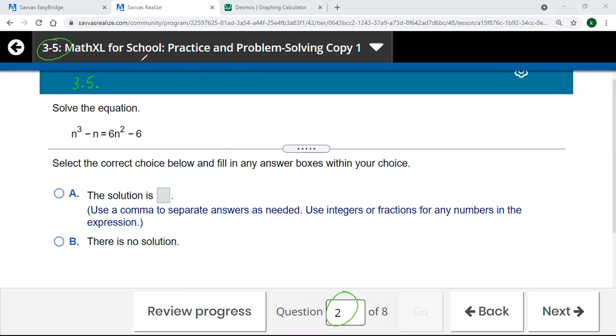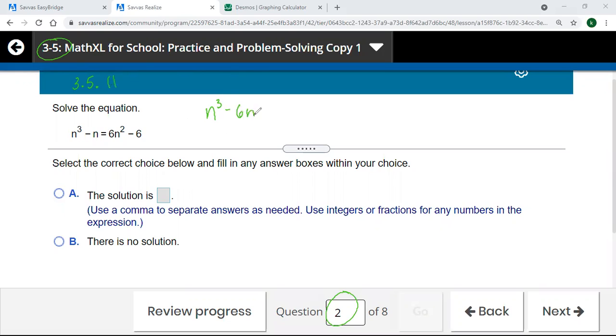Second problem here, then just getting going in this lesson. And we're supposed to solve this equation, and it doesn't really say how to solve it. It just says solve it. So, one method is usually to move everything to one side.